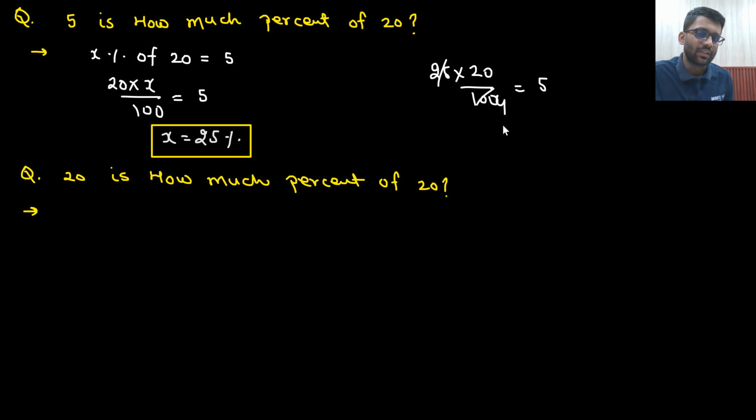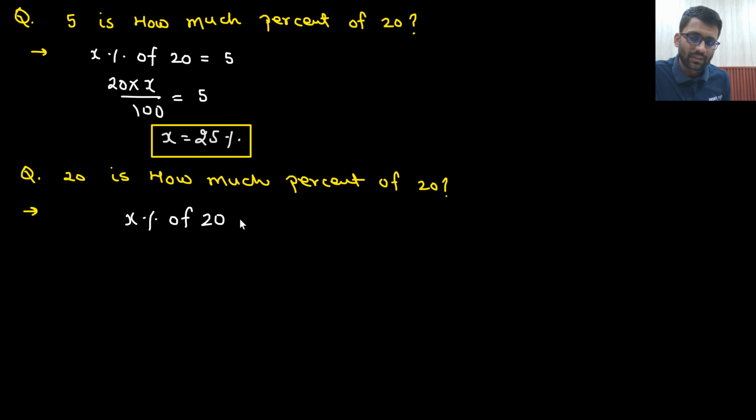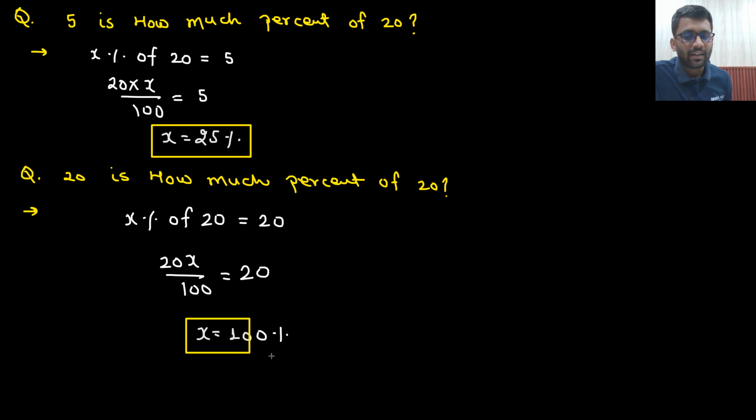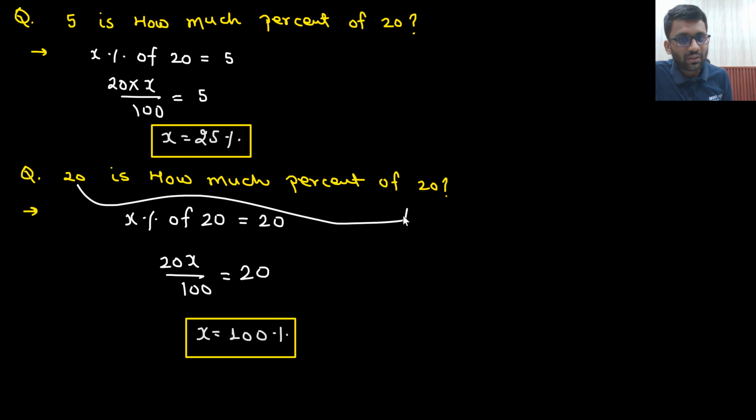You can do this calculation. You are getting 5 only. So 25% of 20 is equal to 5. 20 is how much percent of 20? So x percent of 20 is equal to 20. So 20 into x by 100 is equal to 20. So x equals 100%. That means 100% of 20 is 20, because 20 is 20 only, no?